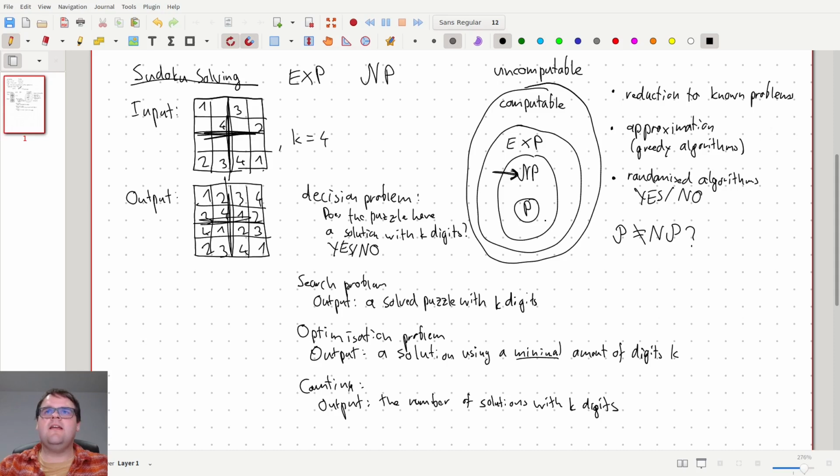So yeah, that's an idea of the big picture that you get in computational complexity theory. I hope you find this useful, and thank you very much.